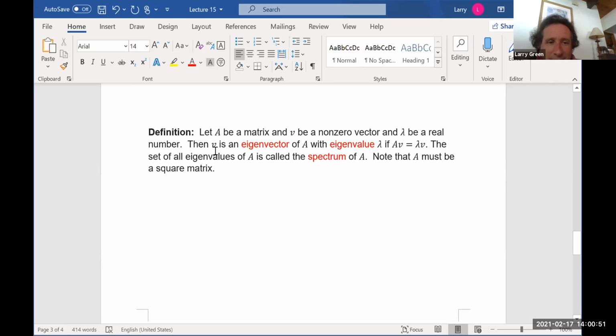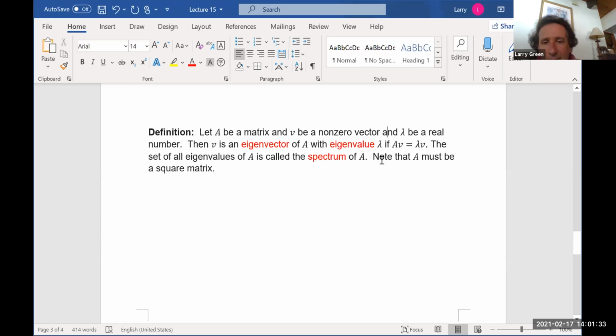Then v is an eigenvector, very important word, eigenvector, of A with eigenvalue lambda if A times v equals lambda v. It's a very simple definition. So we look at the equation Av equals lambda v, and if it works, then v is an eigenvector, and lambda is its eigenvalue. Sometimes we'll say the corresponding eigenvalue. The set of all eigenvalues of A is called the spectrum of A.